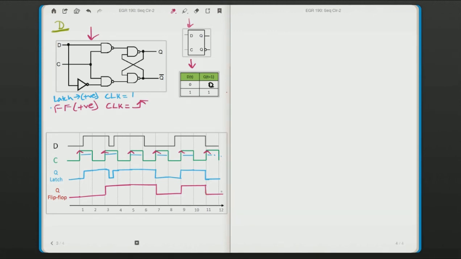And that is how you solve a simple waveform for a D latch or a D flip-flop or an SR latch or an SR flip-flop. We will talk more in detail about this during class on Tuesday.